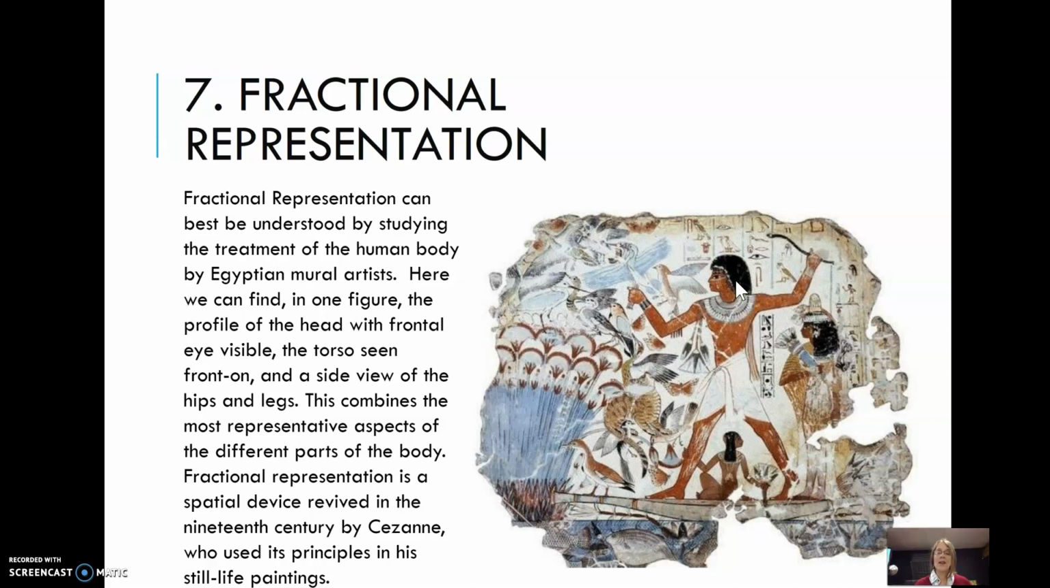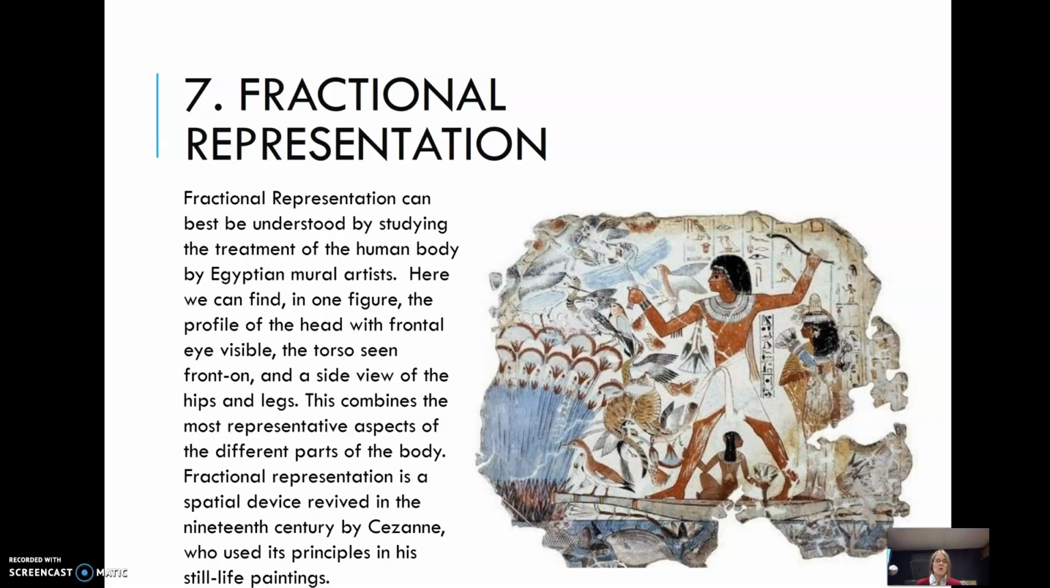It's interesting the way they depicted the human figure. First of all, the head is in profile. But notice the eye is forward, okay? The eye is forward, the shoulders are forward, the hips are turned, the legs are turned. You would almost have to break your body to be able to actually depict yourself in this viewpoint. So this is called fractional representation.